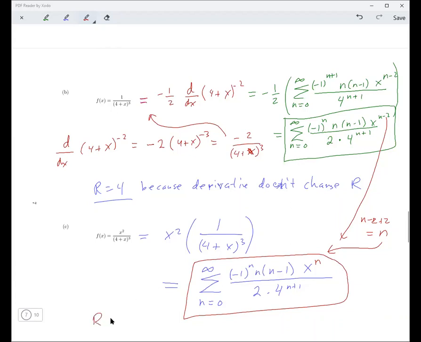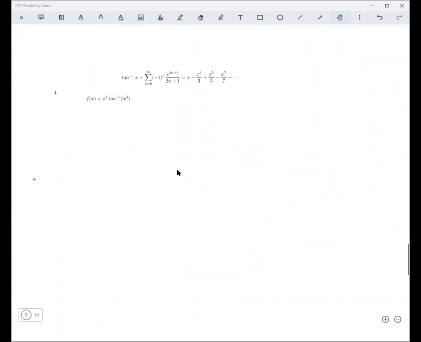And again, the radius is still going to be 4. Because multiplying by x squared is not going to change whether it converges or diverges. Because it's just a finite number. Even though it does kind of change the variable, the x. Okay, any questions about that? Okay, let's go to number 4.